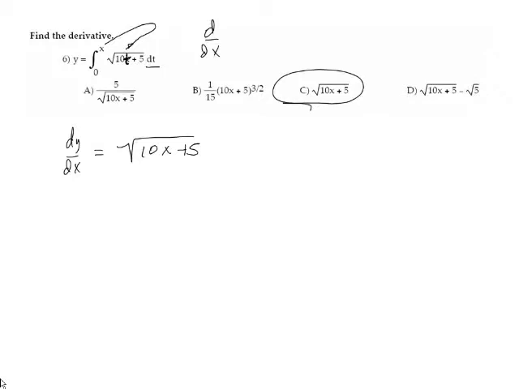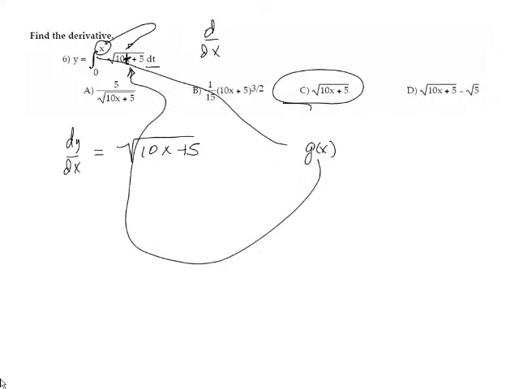One of the things I like to point out here, if this x, instead of being an x, had been some g of x, then we would have substituted g of x everywhere we saw a t, and then used the chain rule to multiply the result by g prime of x.